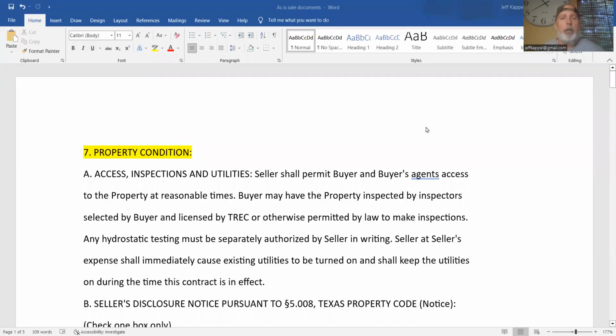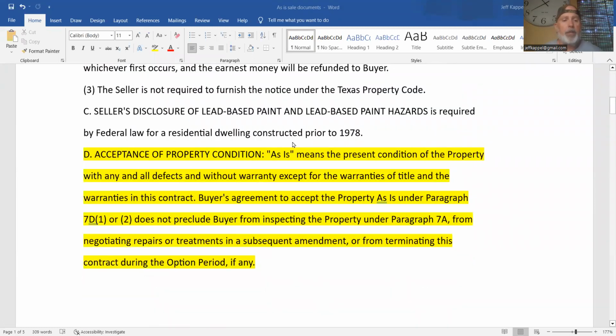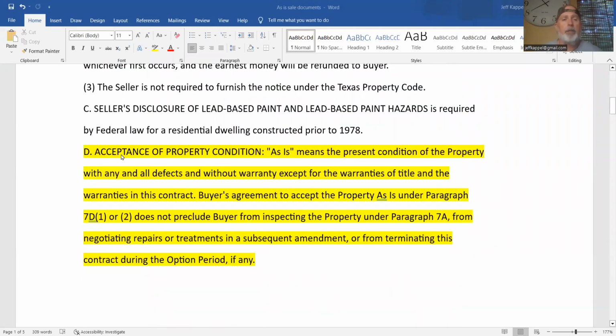So, okay, here we are. This is actually Article 7 of the TREC promulgated contract. This is Article 7, property condition. And if you go down here to Section D under Article 7, acceptance of property condition. As is means the present condition of the property with any and all defects and without warranty except for the warranties of title and the warranties in this contract.